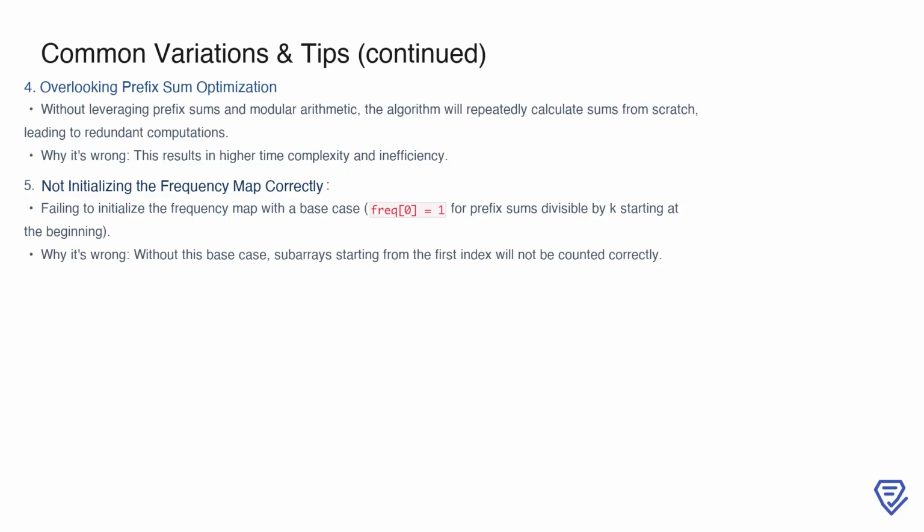Another error is not initializing the frequency map correctly. The frequency map is used to track how often each remainder appears, and it needs to be initialized with a base case. Specifically, you should set freq[0] equals 1 to account for subarrays starting from the very beginning of the array that are divisible by k. Without this initialization, these subarrays won't be counted properly, leading to incorrect results.